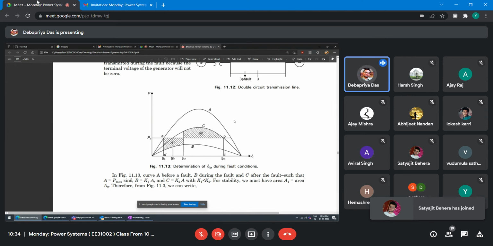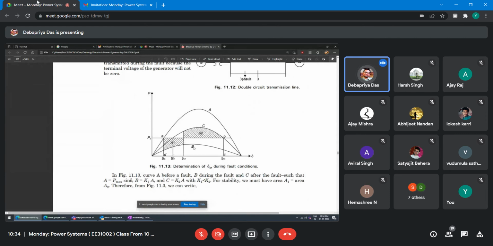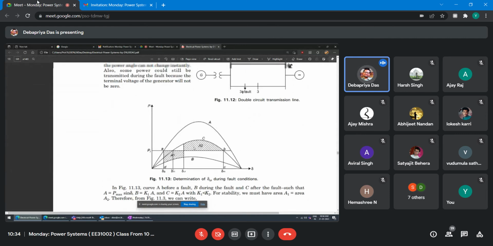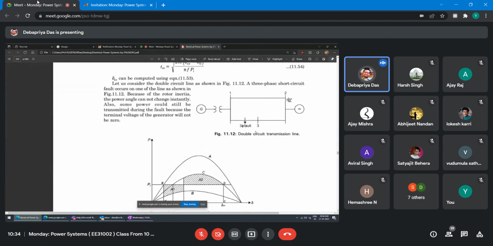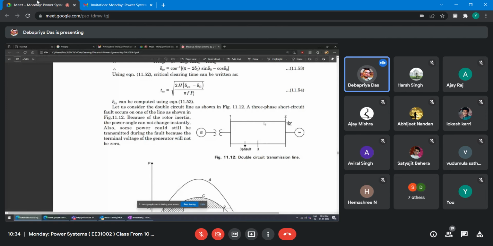And when a three-phase fault has occurred, still some power will be there, right? So in that case, this graph will come down to B, and after some time, when the fault is cleared, of course some power will be transferred because it is a double circuit line. This line is there, right?